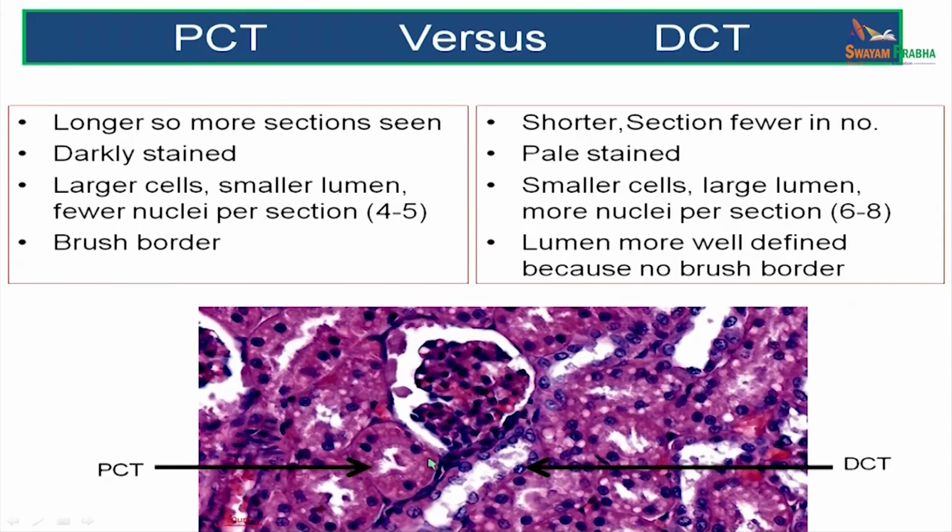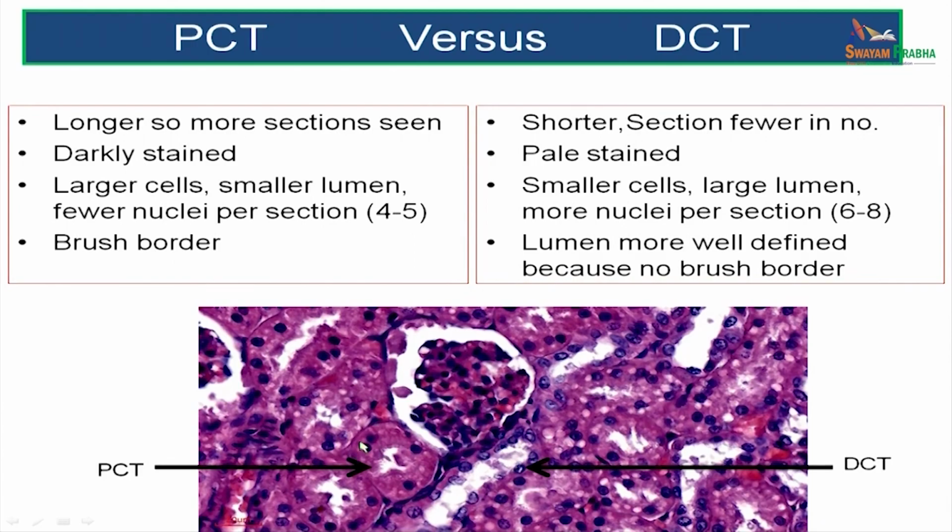This is a PCT, as pointed out on the left. On the right is a DCT. PCT is longer, so more sections of PCT are seen. DCT is shorter, so you will see fewer sections of DCT. Dark stained is a PCT, light stained is a DCT.